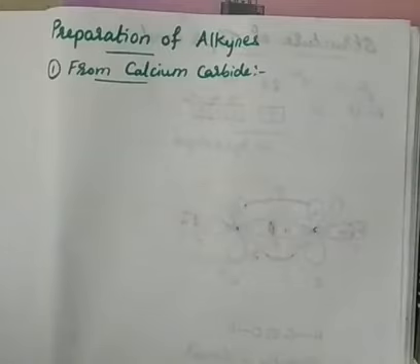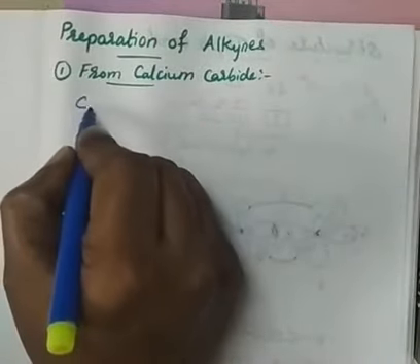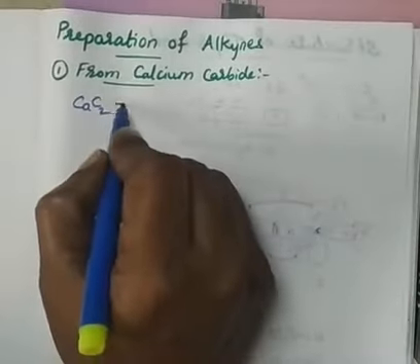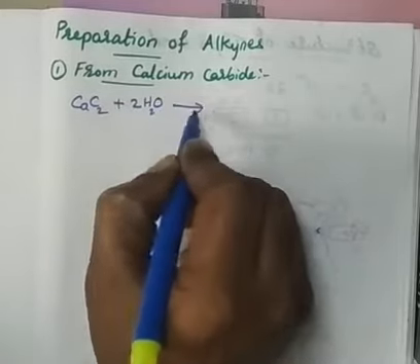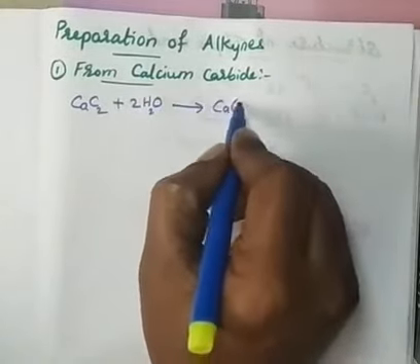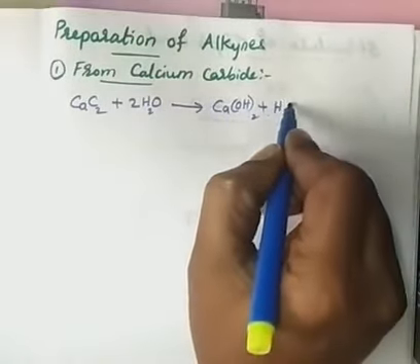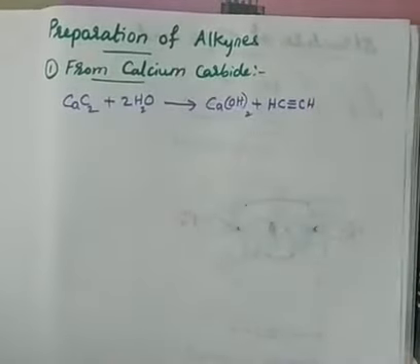Now we are under preparation of alkynes. For preparation, we will have only two methods. First one is from calcium carbide. Calcium carbide formula is CaC2. This calcium carbide on hydrolysis, that means on reaction with water, produces calcium hydroxide, Ca(OH)2, plus acetylene. This acetylene is the first member of alkyne, that is ethyne, right?